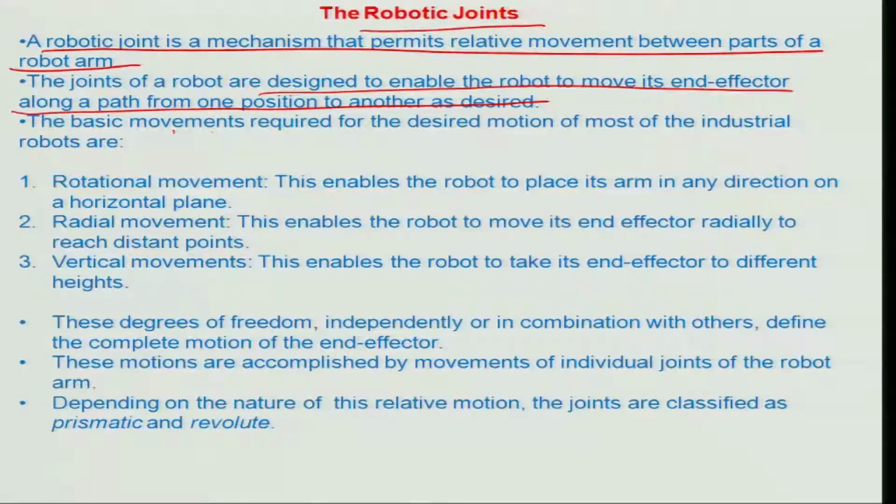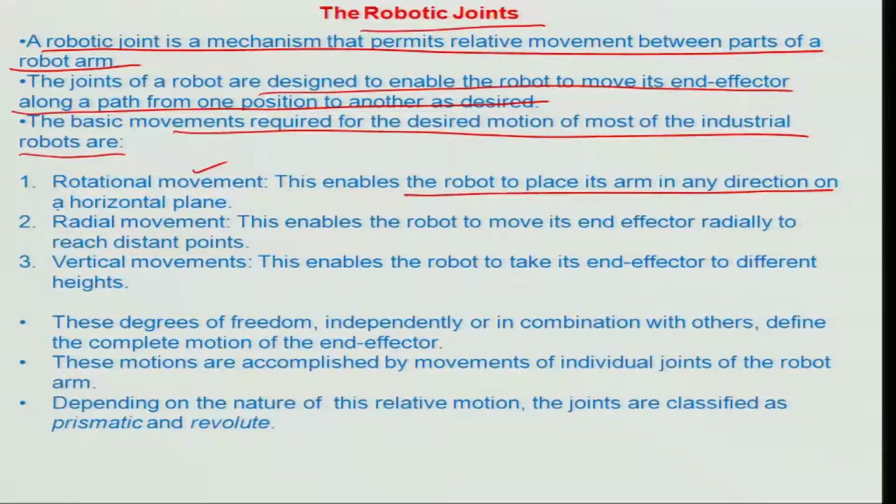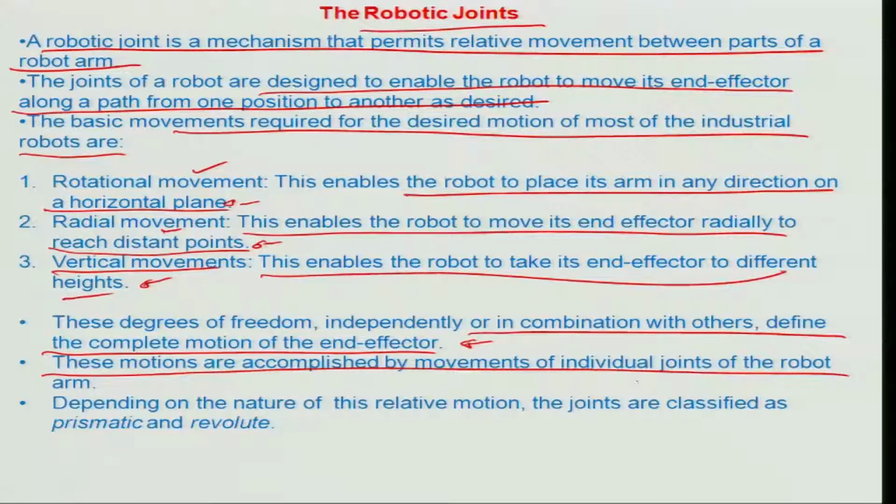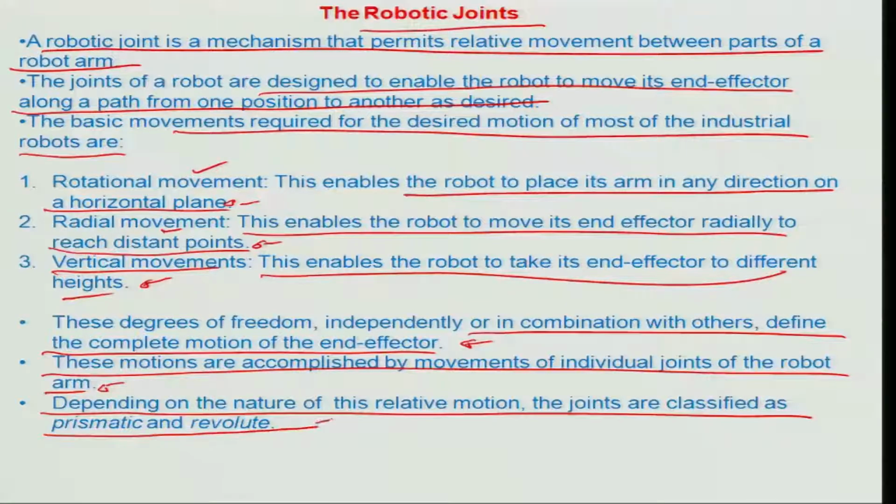The basic movements required for the desired motion of most industrial robots are the rotational movement, which enables the robot to place its arm in a direction on a horizontal plane; the radial movement, which enables the robot to move its end effector radially to reach distant points; and obviously the vertical movements, which enable the robot to take its end effector to different heights. So, these degrees of freedom, independently or in combination with others, define the complete motion of the end effector. These motions are accomplished by movements of individual joints of the robot arm, and depending on the nature of the relative motion, the joints are classified as prismatic joints and revolute joints.